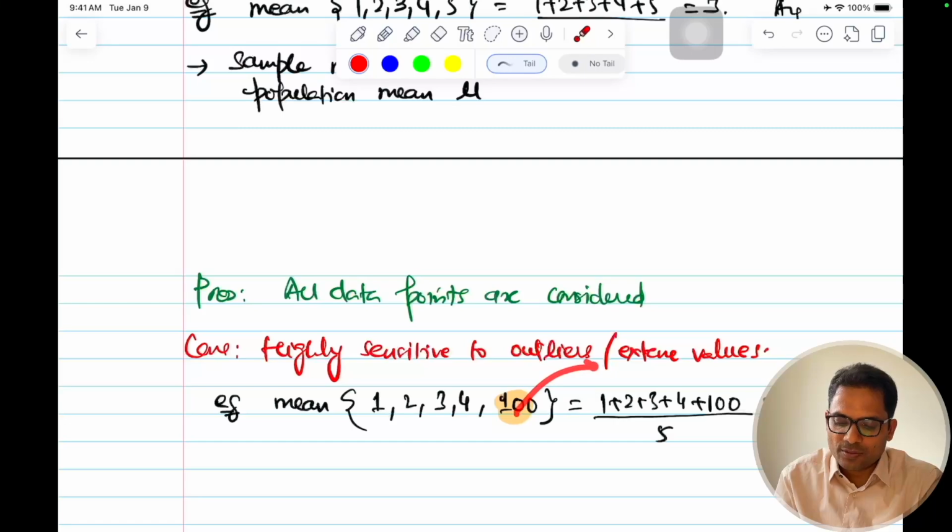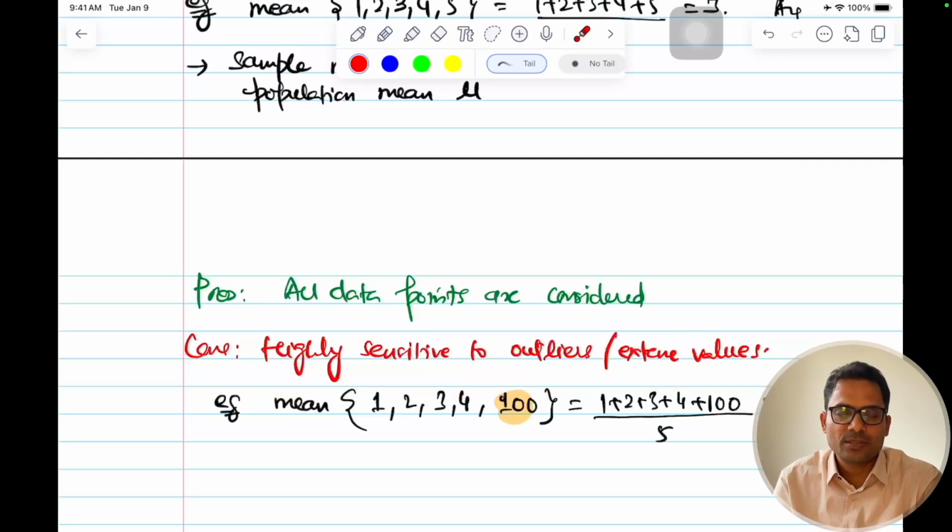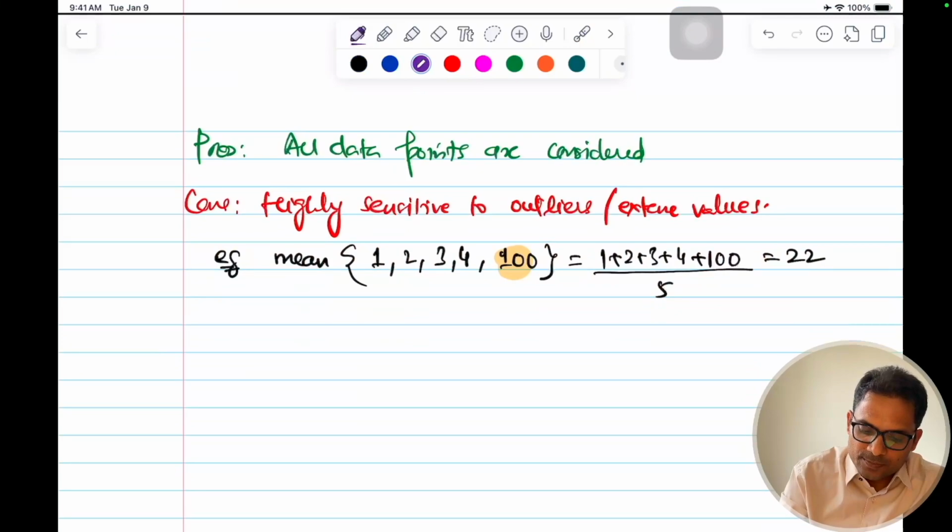Similarly, if the outlier goes even higher, like 1000, it will pull the value towards it, which will not be the representative of the data. So this is a con of this measure. That's why we have different kinds of measures. Just the mean would be sufficient otherwise. So to address this problem, we have something called median.